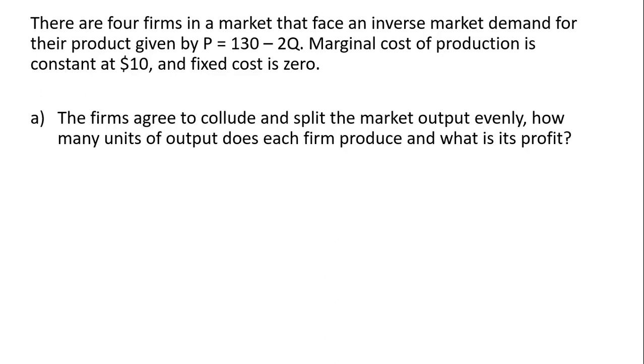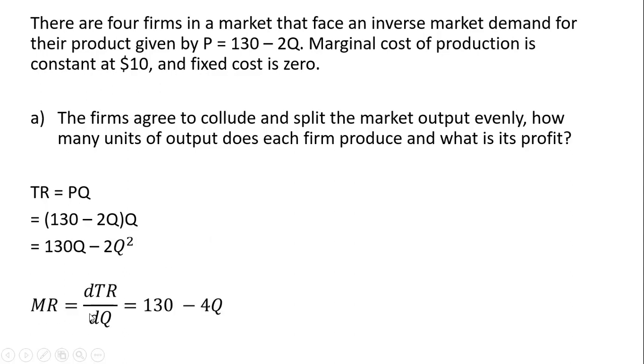Let's assume in part A the firms agree to collude and split the market output evenly. How many units of output does each firm produce and what is its profit? So total revenue equals price times quantity. I'm going to substitute in for P the inverse market demand. Multiply through by Q here. Total revenue equals 130Q minus 2Q squared.